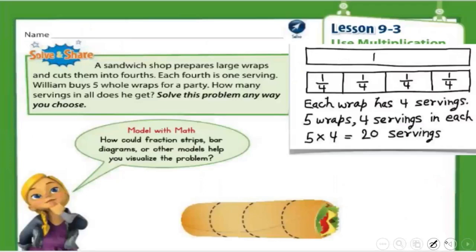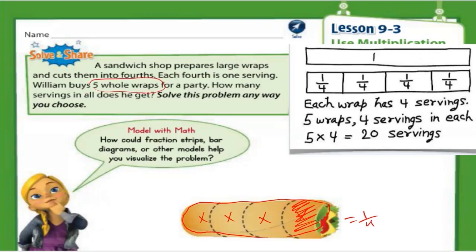A sandwich shop prepares large wraps and cuts them into fourths. So each sandwich, each wrap, okay, this is one wrap, will be cut into how many pieces? 4. So this part equals 1 over 4. Each fourth is one serving. William buys 5 whole wraps. It means he gets 5 sandwiches from the wraps.